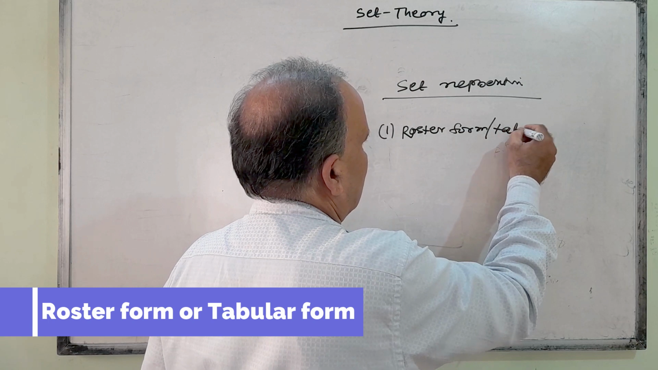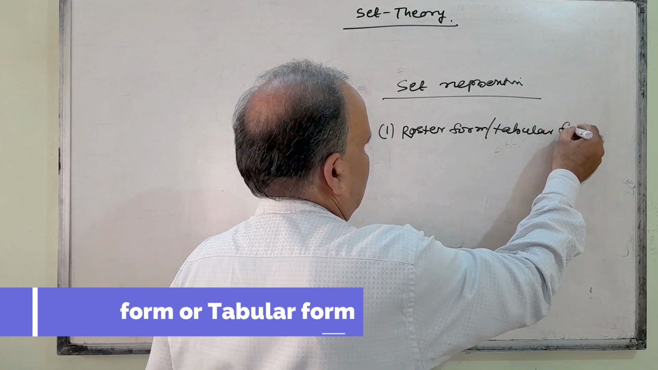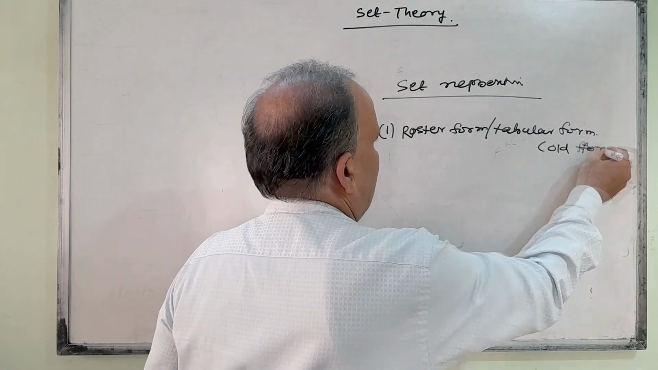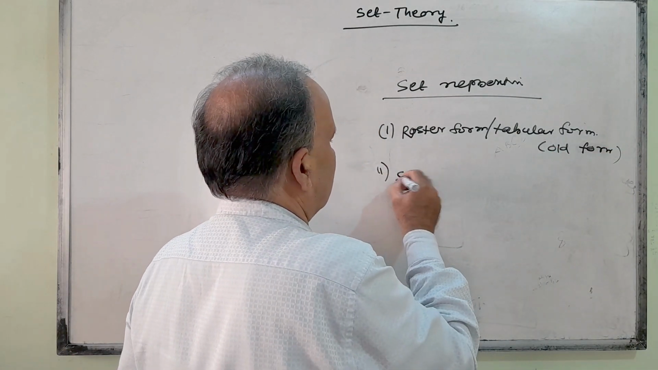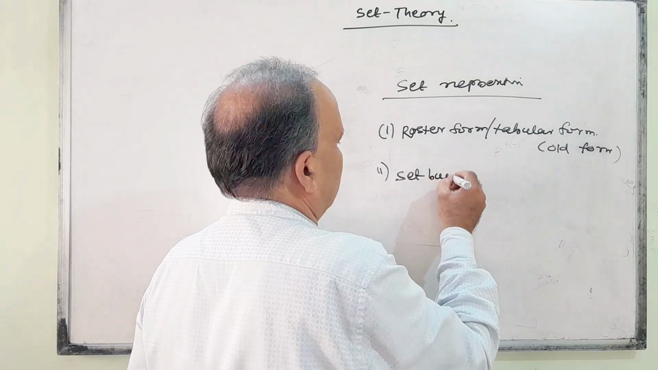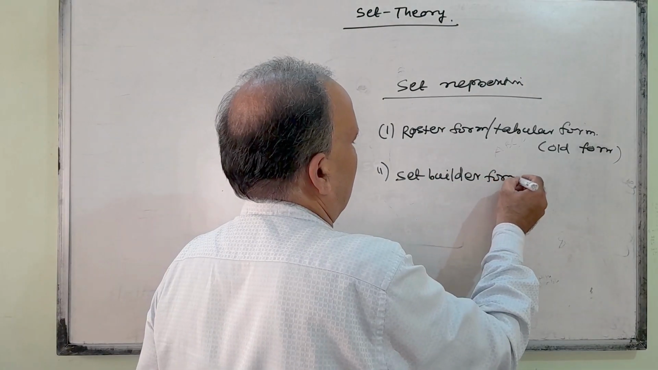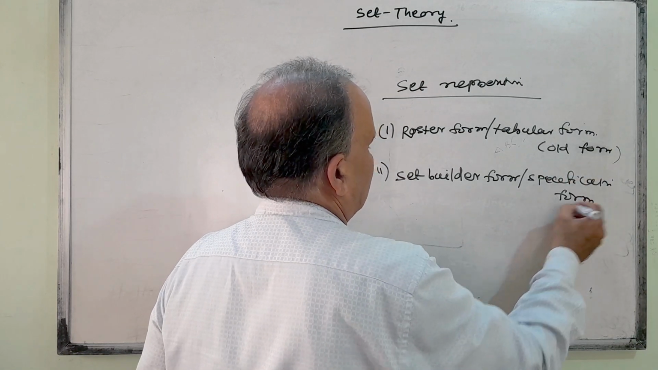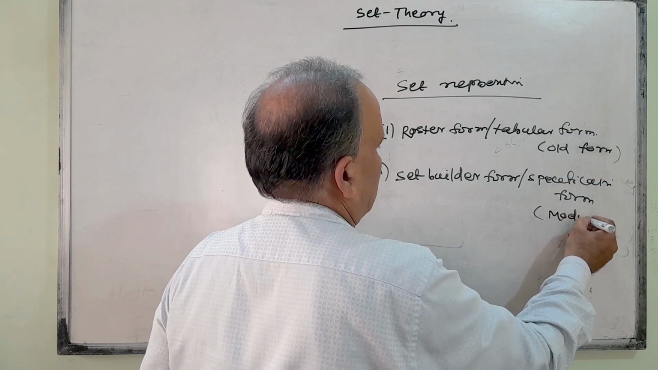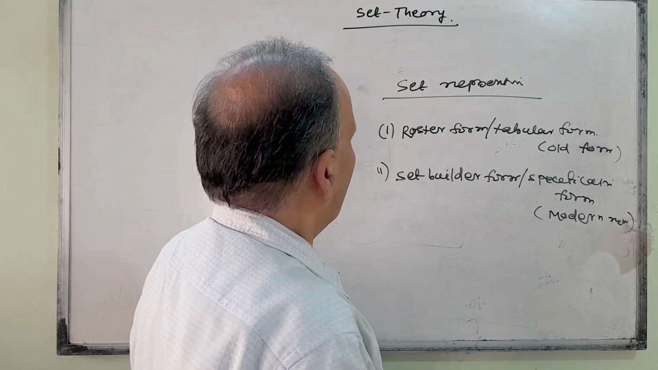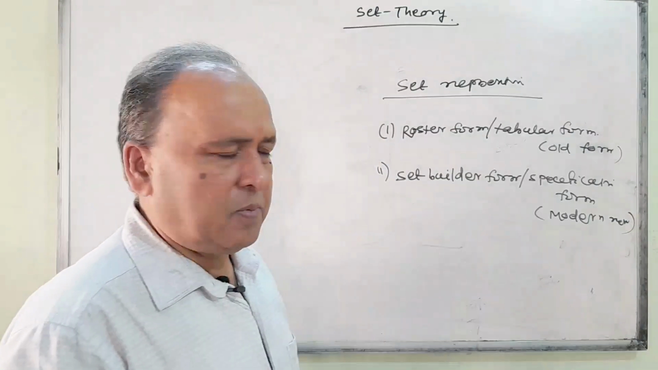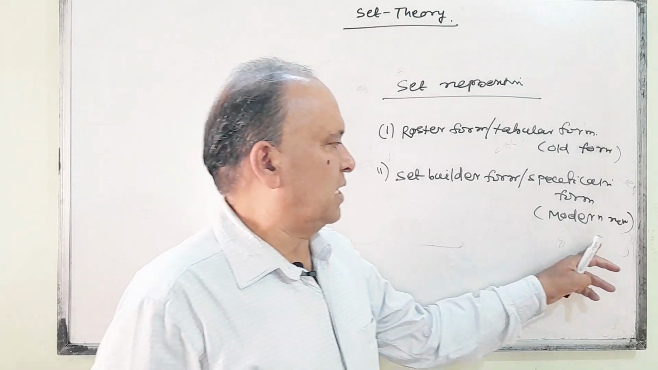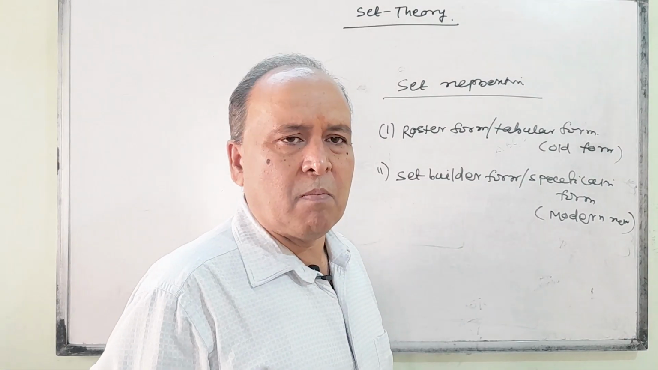or tabular form. This is the old form. Another is the set builder form or specification form. This is the modern representation. One is the roster form or tabular form, the old form. Then the set builder form or specification form, which is the modern representation.